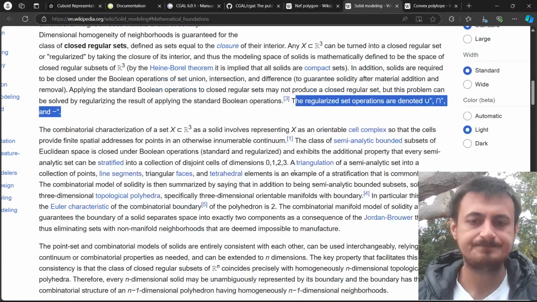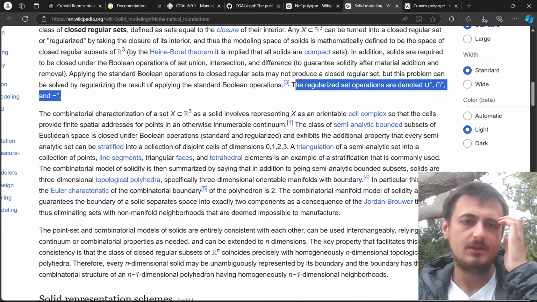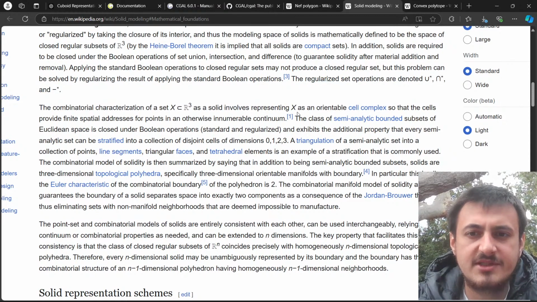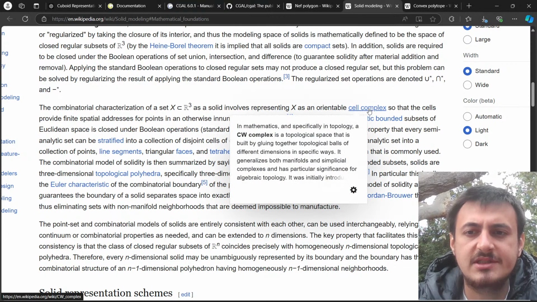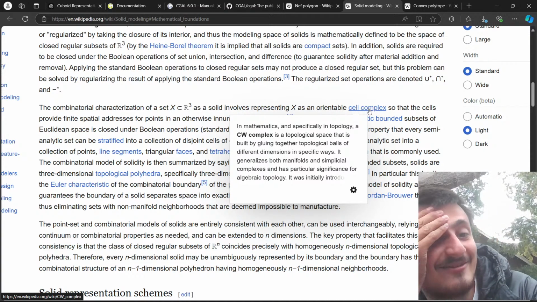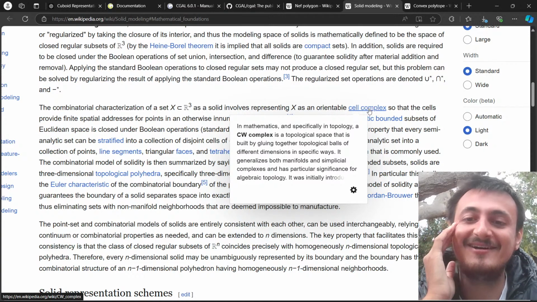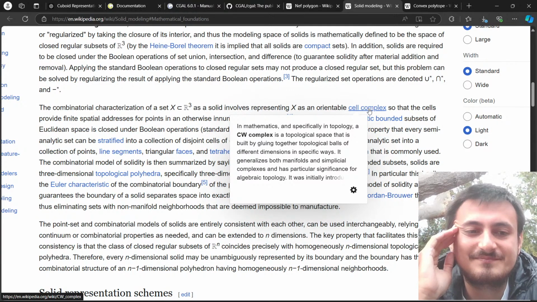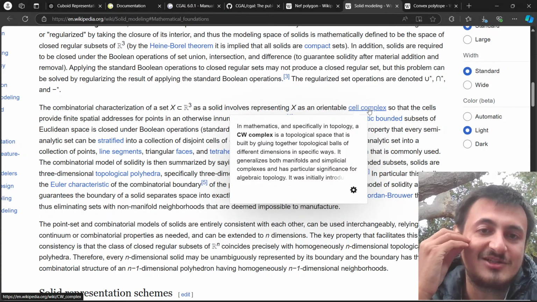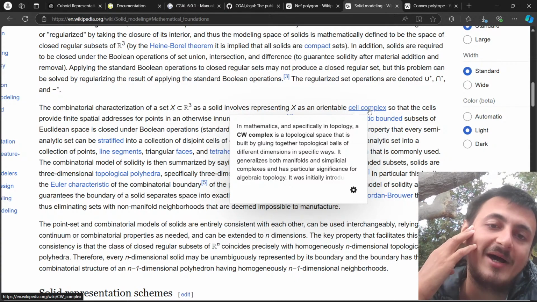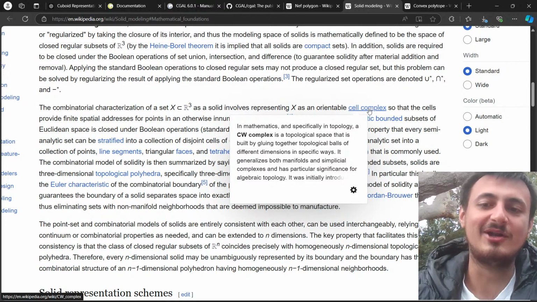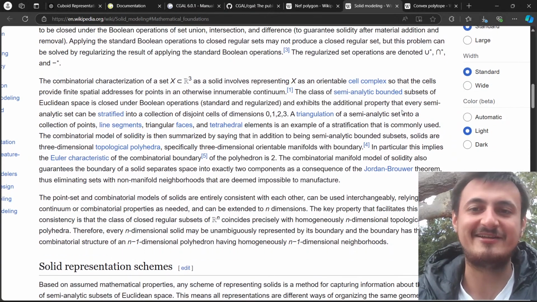So where are we at here? The combinatorial characterization of a set X in R3 as a solid involves representing X as an orientable cell complex. Holy, dude, what? I remember seeing this a long time ago and just not knowing what they're talking about. It's so funny because I read about this at a time in my life when I did not care about geometry or solid modeling or CAD or any of this. So I just saw it and it was totally abstract to me and I did not have any motivating reason to care about it.